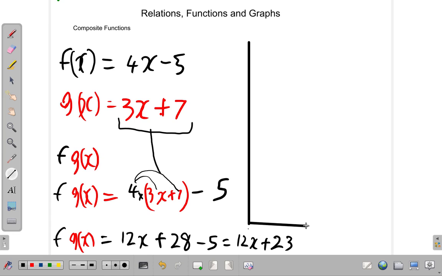Let us separate the page, and I want to determine what is g f of x. What I want you to do at this point is to pause the video and calculate g f of x for me. So do that now. Okay, you have done that.